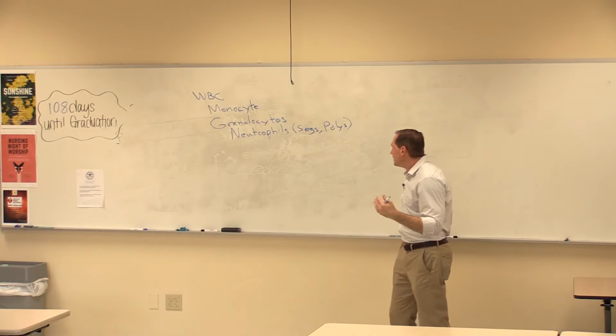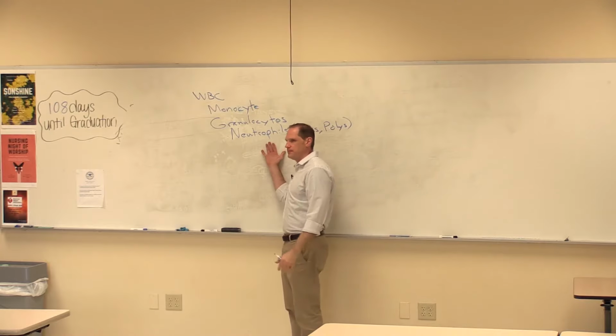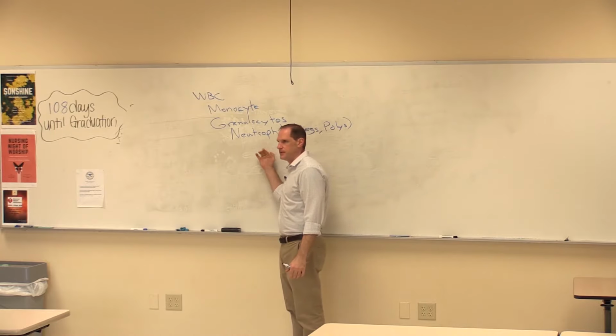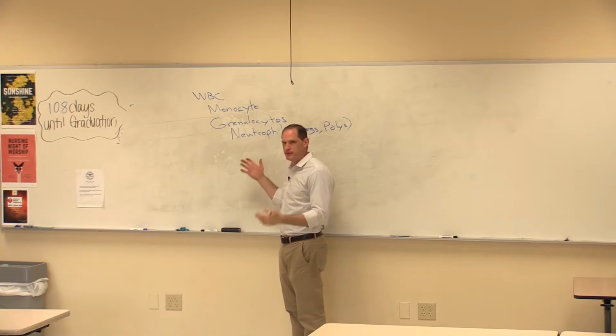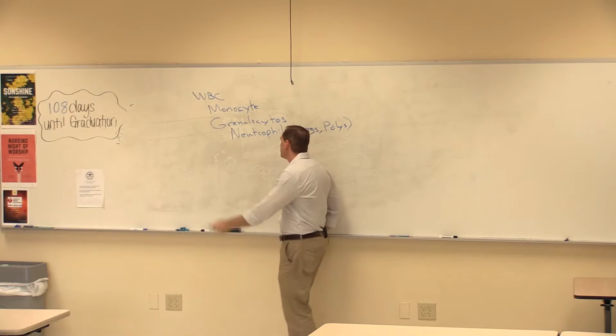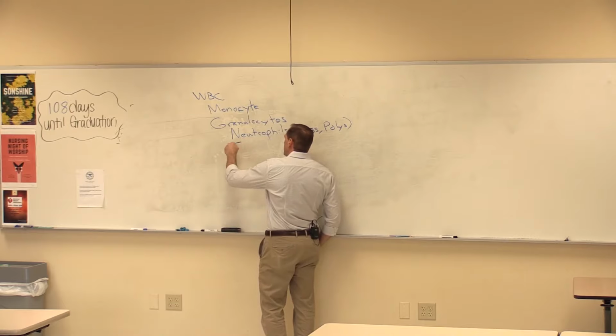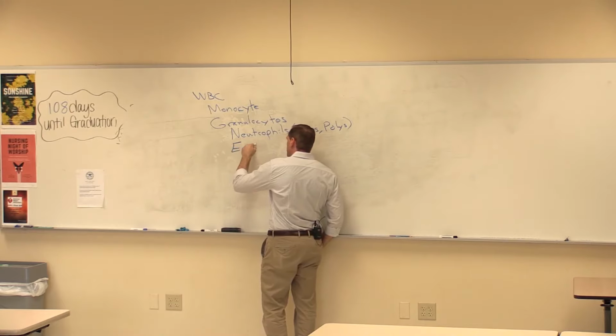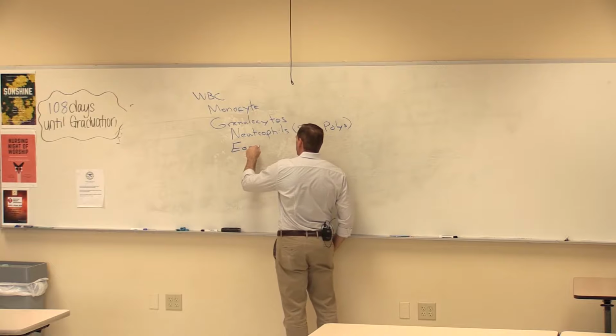All right. Next, and what do these destroy? For the most part, bacteria. If you see a high neutrophil count, that's probably a bacterial infection. The next one is called eosinophils, or EOs for short.